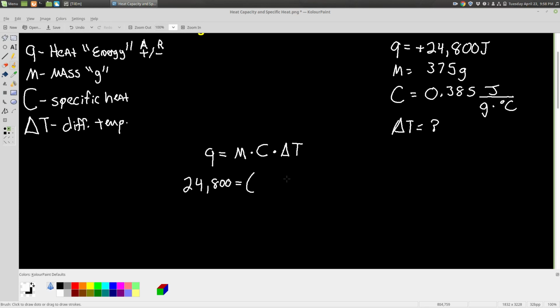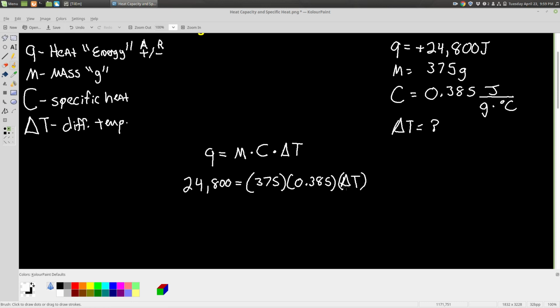Now, my mass that I was given was 375. My specific heat is 0.385. And of course, I'm trying to find the change in my temperature, so I'm going to write delta T. Now, if you want to write just T there, that's fine, but this is my variable, delta T. Now, we need to do some algebra.